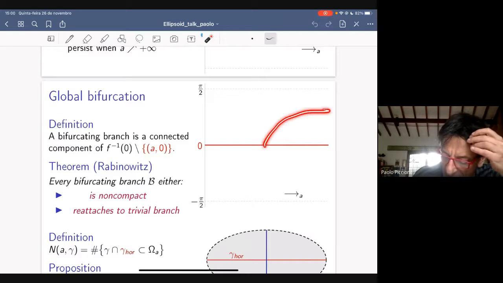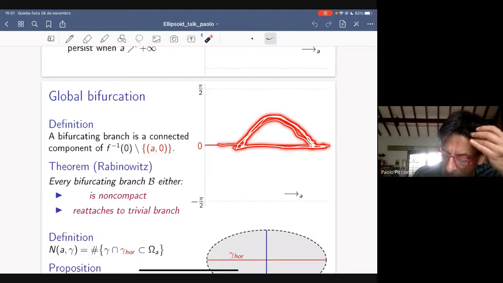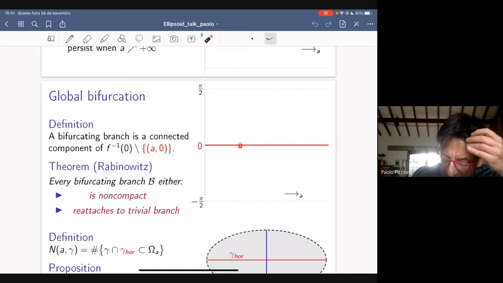So either they go to infinity in that direction, which is what we want, or at some point they must reconnect with the trivial branch here, okay? And we managed to rule out this possibility here. It is never the case that a bifurcating branch starts from here and then ends at some other bifurcation point.